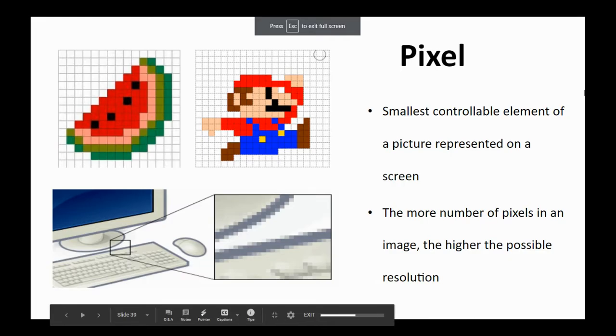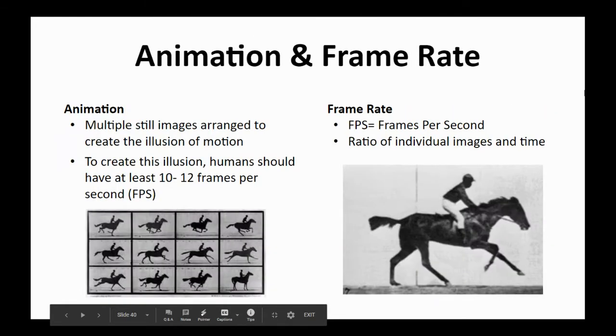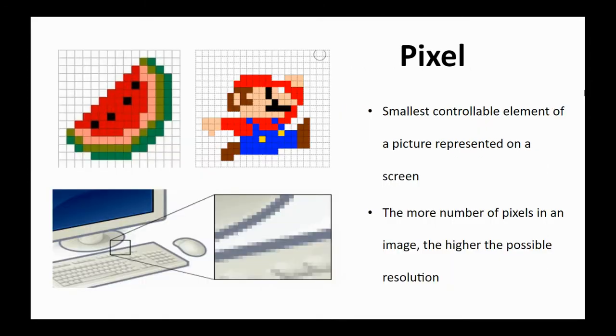Hello, ladies and gentlemen. Today we're going to be talking about pixels as well as animations and frame rates. So a pixel is the smallest controllable element of a picture represented on a screen. The more pixels in an image, the higher the possible resolution.